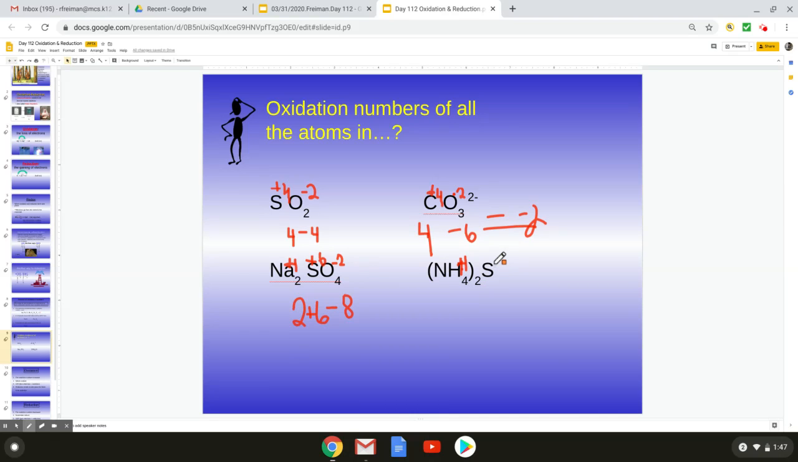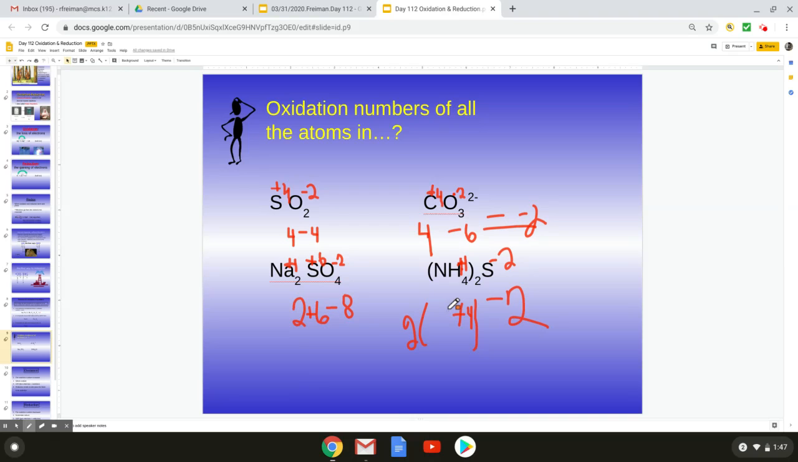But sulfur only has one negative oxidation state. Sulfur, when you look at it, has a bunch of positives, but only one negative. So sulfur is negative 2. It all adds up to 0. Now I have 4 hydrogens at positive 1, so that's positive 4. But the whole thing is multiplied by 2 here.